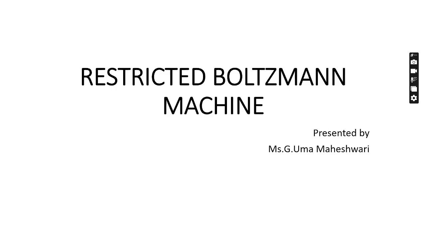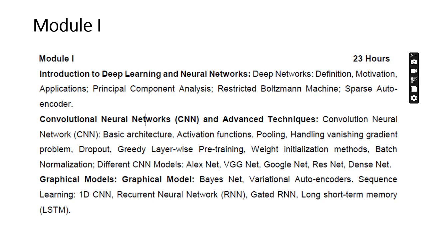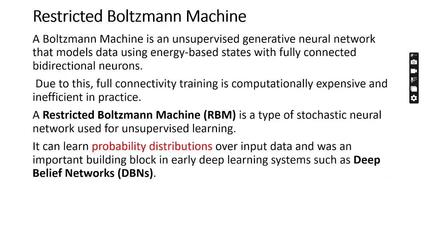Now we are going to see the restricted Boltzmann machine in deep learning. A restricted Boltzmann machine is an unsupervised neural network that models data using energy-based states. This energy-based state is very, very important in the restricted Boltzmann machine.